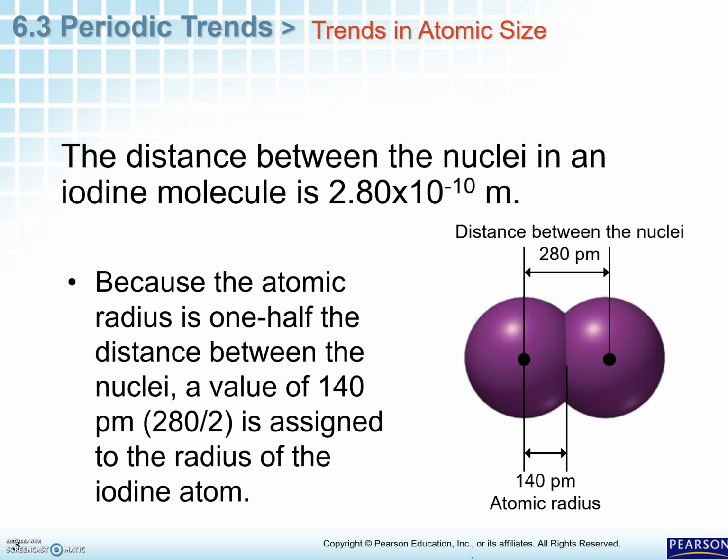You will not have to calculate it. However, this is just going to give you the idea of how big a radius is. So between these two nuclei right here is about 2.8 times 10 to the negative 10th meters, so very small. And we want just the radius, so we just want half of this total distance. So if you were to take 280 divided by 2, that would give us 140, or 1.40 times 10 to the negative 10th meters as our radius.